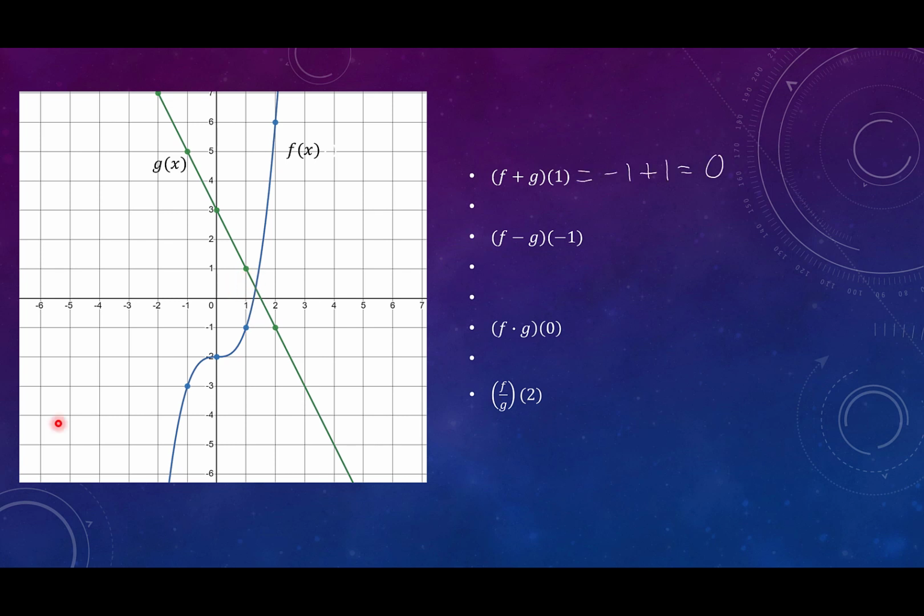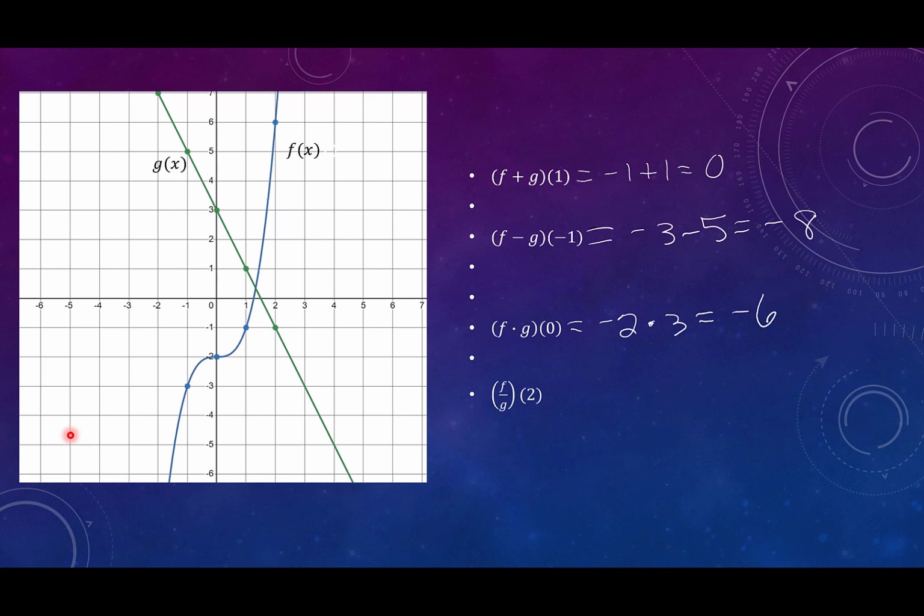Let's try again f minus g of negative 1. So now over here at negative 1, I see f is negative 3, and I see g is positive 5. So I want to do negative 3 minus 5. So I have negative 3 minus 5, I get negative 8. The next one says f times g of 0. F of 0 is negative 2. G of 0 is positive 3. So I have negative 2 times 3 is negative 6.